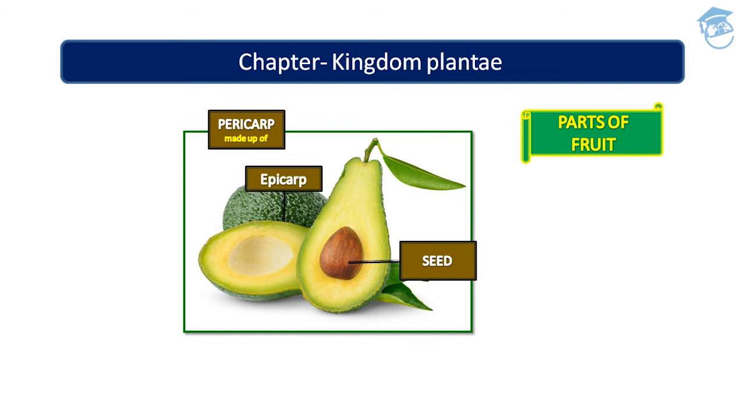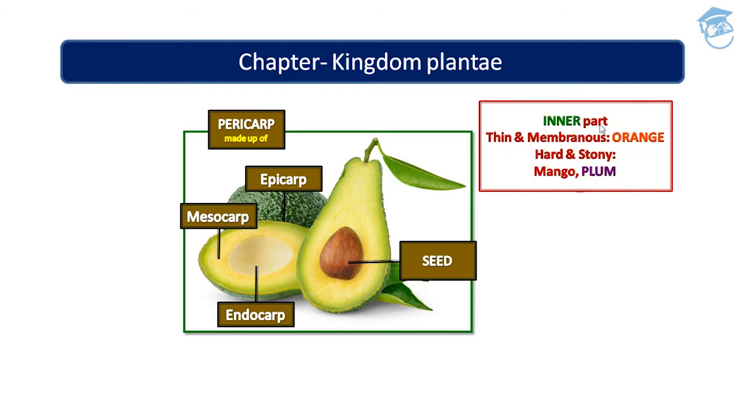endocarp. So pericarp is made up of epicarp, which is the outer layer. The middle layer is called mesocarp, and the inner layer is endocarp. Okay, so pericarp is made up of epicarp, mesocarp, and endocarp. I hope it is clear to you now. The inner part is thin and membranous in case of orange, and the inner part in case of mango and plum is hard and stony. So this hard and stony inner part is endocarp.